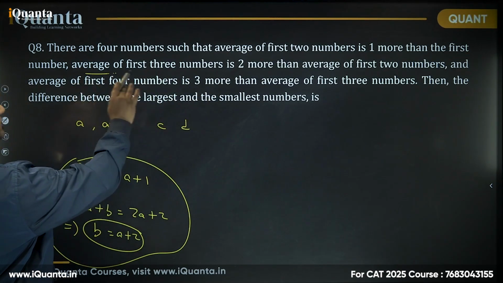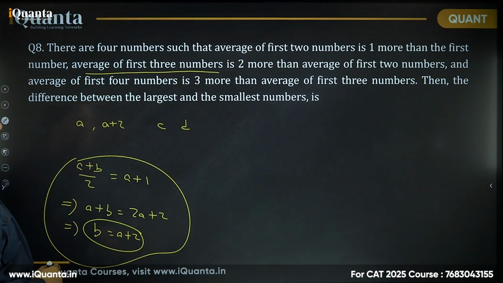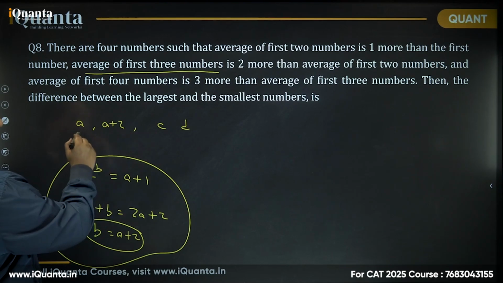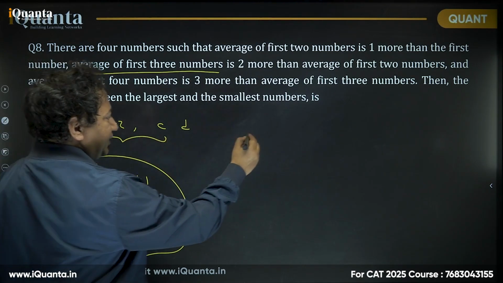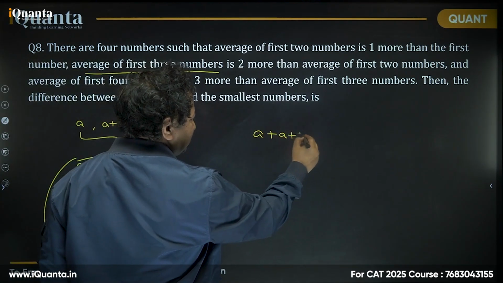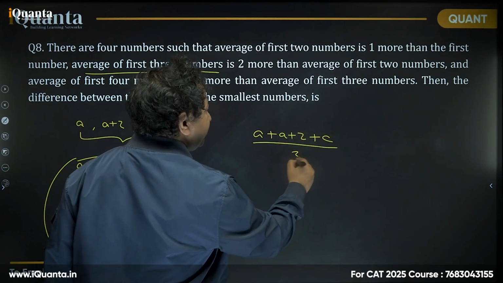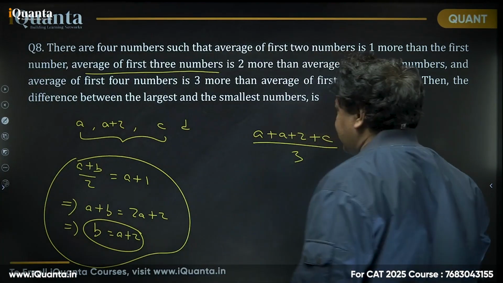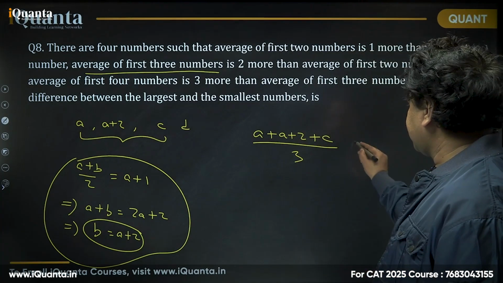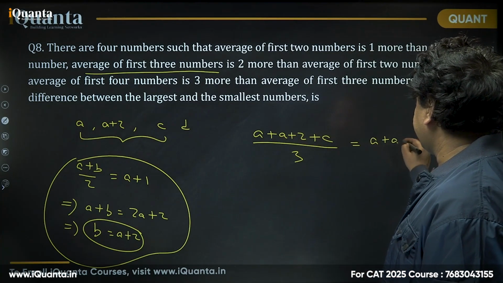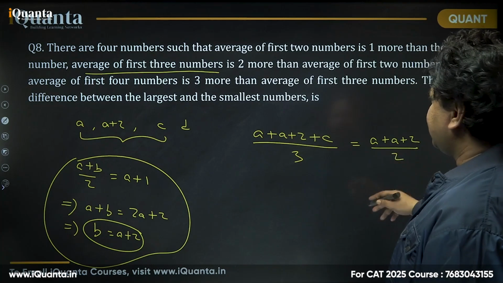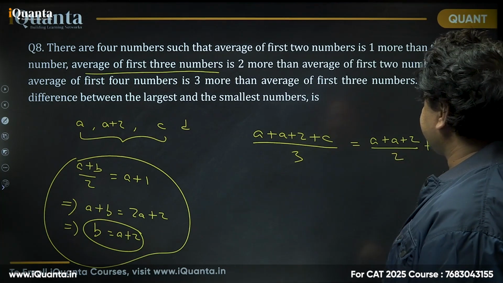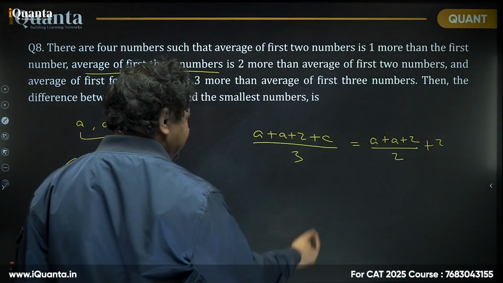It says the average of the first 3 numbers is 2 more than the average of the first 2 numbers. So the average of the first 3 will be A plus 2 plus C, we have 3 numbers, upon 3. This is 2 more than the average of the first 2 numbers. The first 2 numbers' average is A plus 2 upon 2, and 2 more than it. Let's write 2 here. Now we can write C in terms of A.